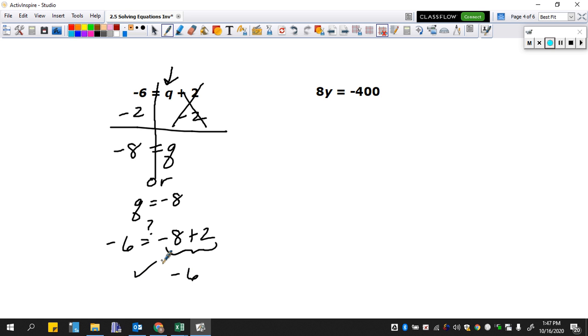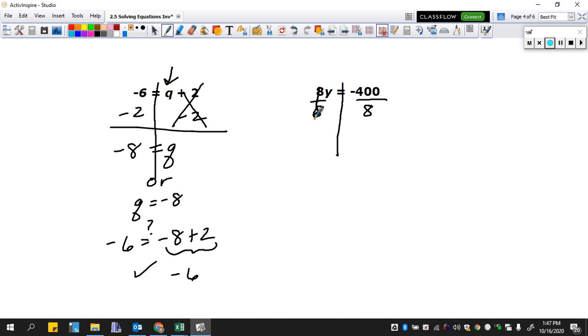So, yes, that does check out. All right. The problem on the right-hand side, remember whenever you have a number and a variable right beside each other, that is multiplication. Okay? So, draw our line, split it. Okay? And the opposite or the inverse operation of multiplication is division. So we're going to divide by 8. We're going to divide both sides by 8.